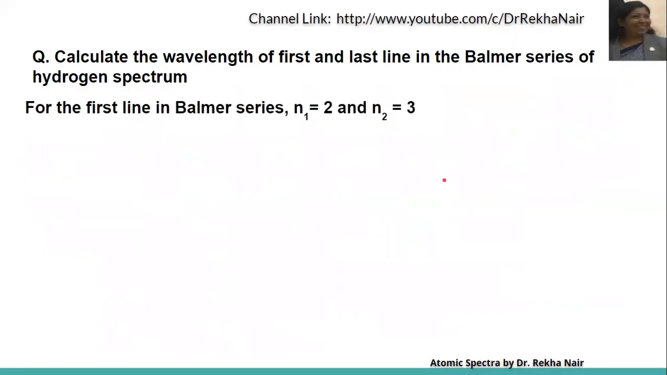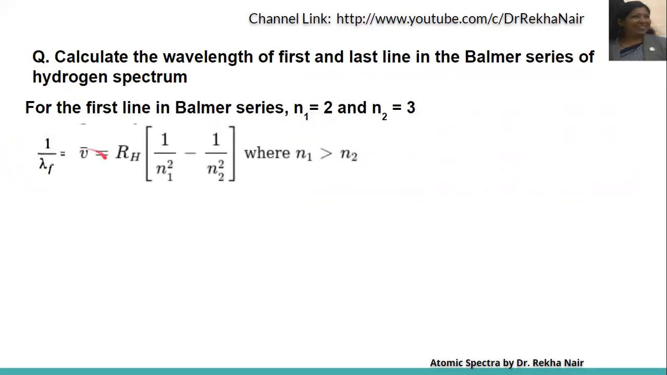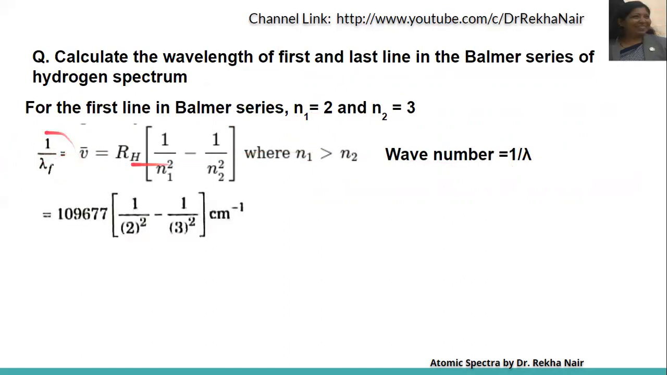Let us take an example. Calculate the wavelength of the first and last line in the Balmer series of the hydrogen spectrum. Here, for the first line in the Balmer series, n1 is equal to 2 and n2 is equal to 3. So 1 by lambda is nothing but the wave number nu bar, which must be equal to RH into 1 by n1 square minus 1 by n2 square. Here wave number nu bar is equal to 1 upon lambda.